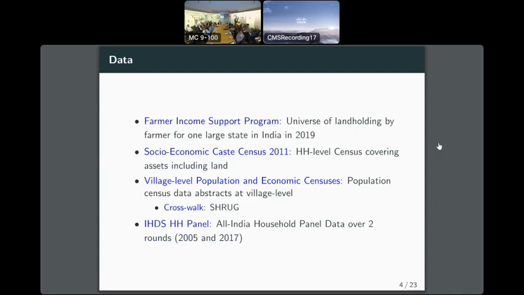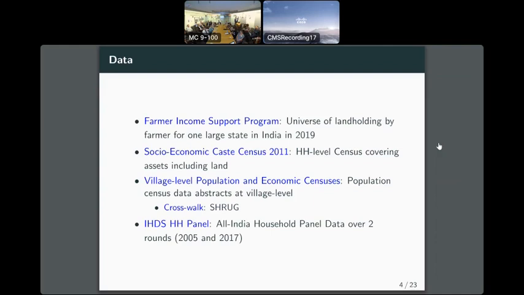The last 5 years has been a big shift towards direct transfers to farmers in India, and so there's been rich data collection and correction of landholding data at the farmer level, so that these transfers can be made at the end of each season to these farmers. So I have access to the universe of landholding data at each farmer level for one large state in India, and this is a one-time shot, in 2019.